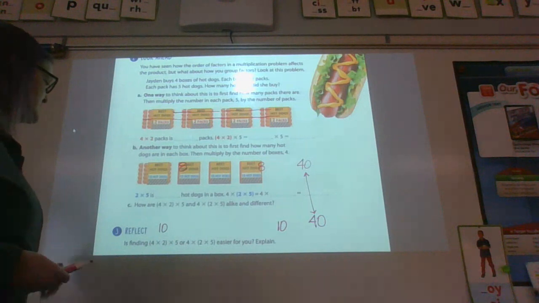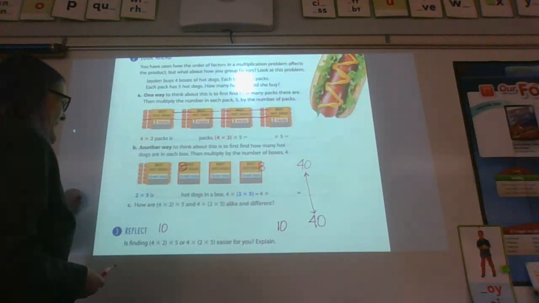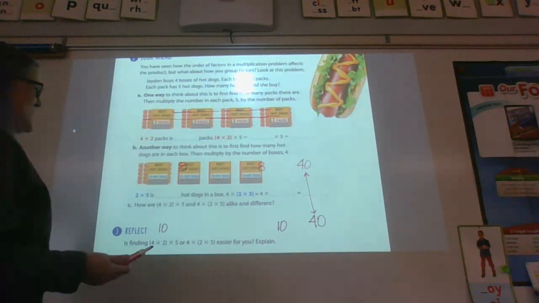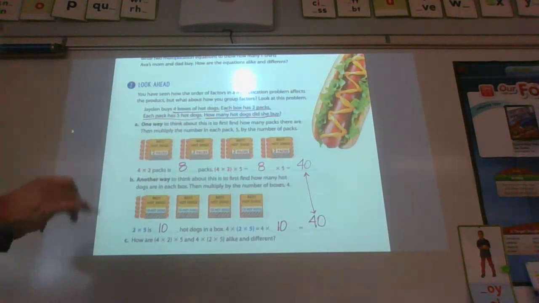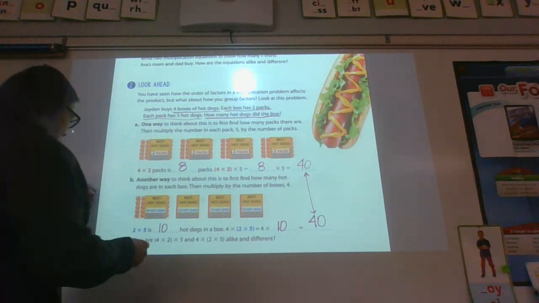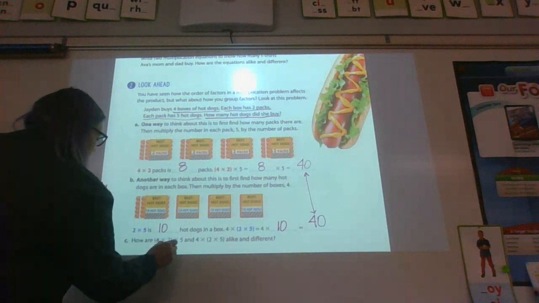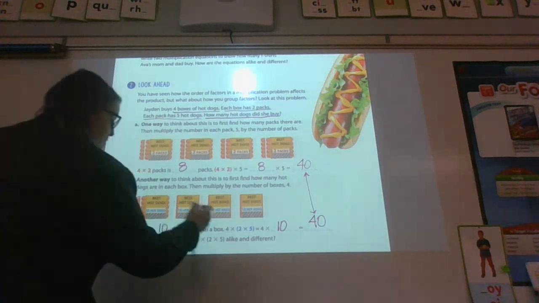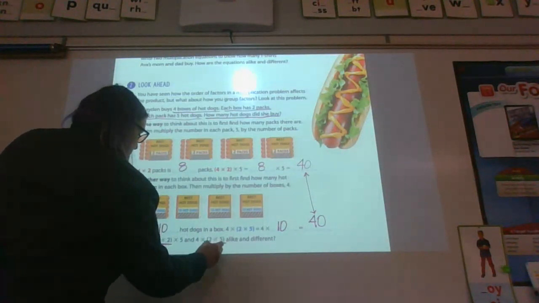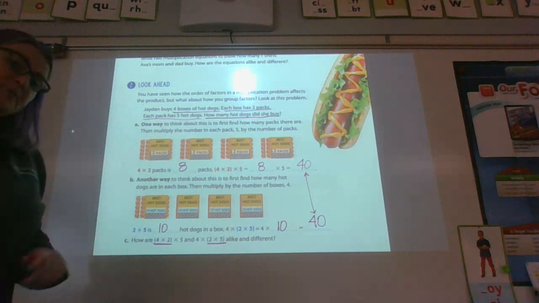Now my numbers are all over the place. There, that's beautiful. Okay. Let's see. So here, the parentheses are around the 4 times 2. But over here, the parentheses are around 2 times 5.